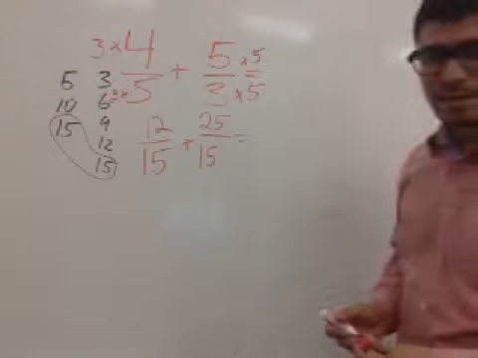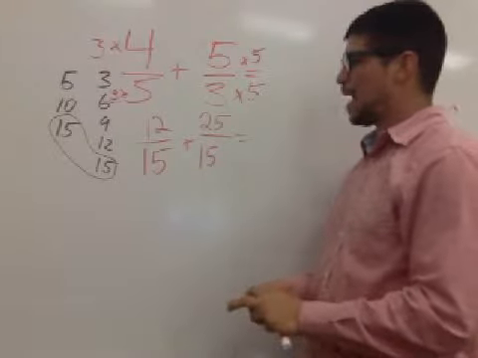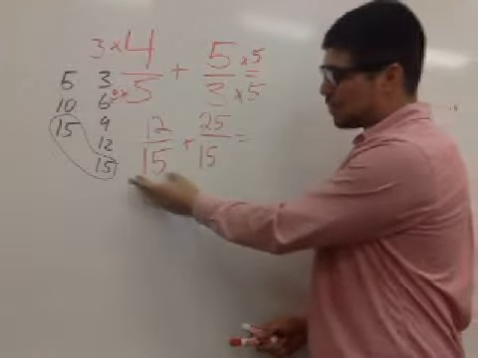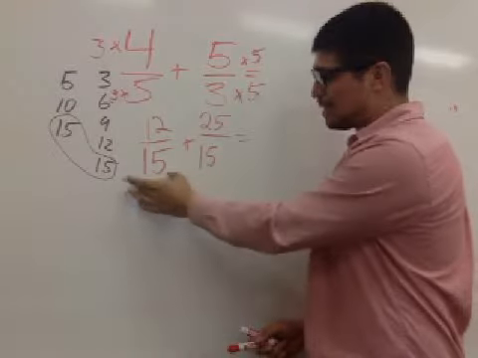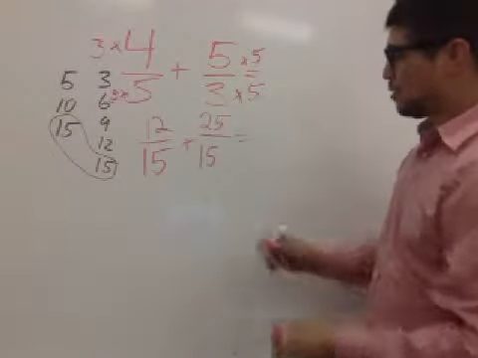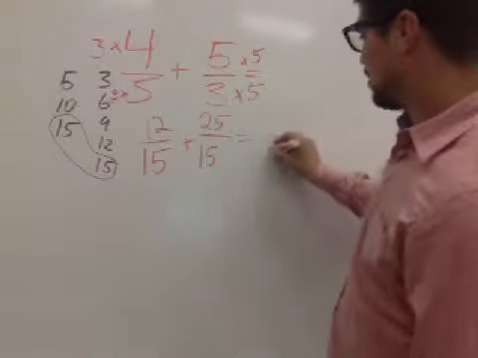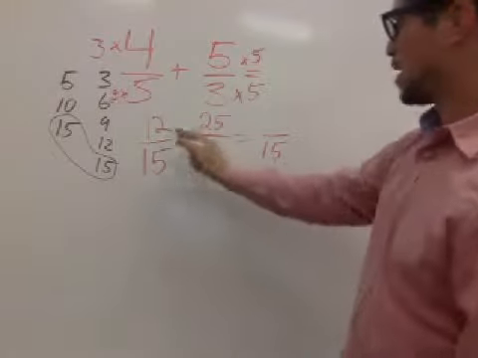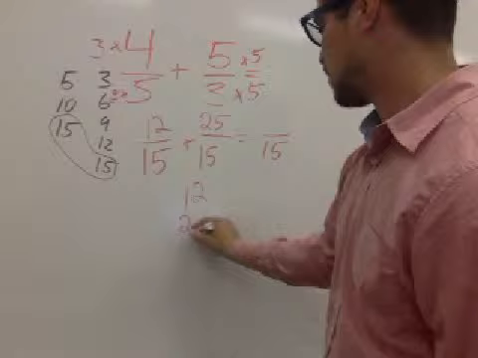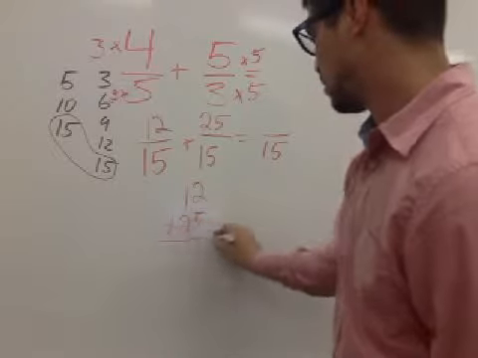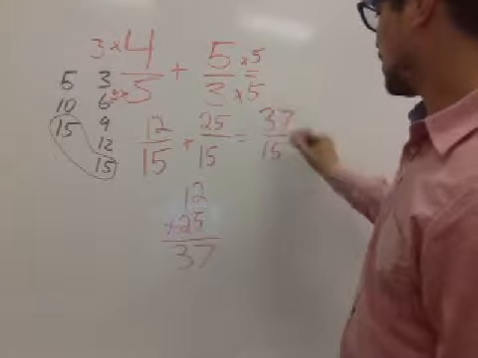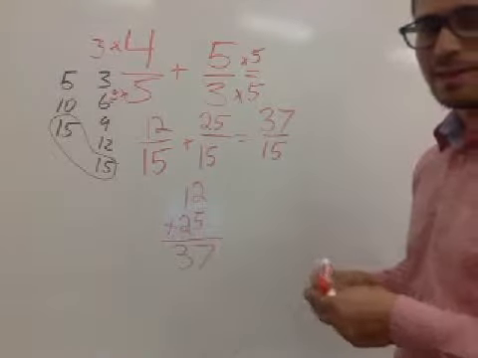Now you'll see that I have new fractions that I can add because the denominators are equal. Because they're both the same, I can add them. The bottom is going to stay the same, still 15. Now I can add these two: 12 plus 25 gives me 37. And there is my answer.